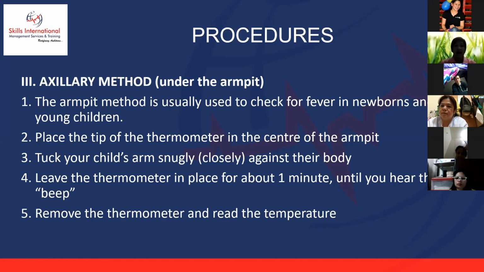Number three is to tuck your child's arm snugly against their body. Once you have inserted the thermometer under the armpit, you have to keep it snug and close together. Leave the thermometer in place for about a minute, until you hear the beep. Remove the thermometer and read the temperature. So this is the axillary method, under the armpit.